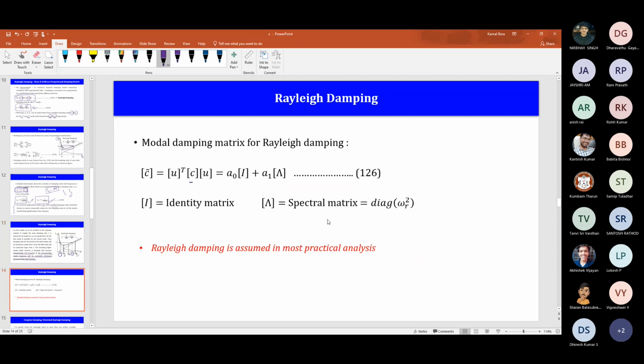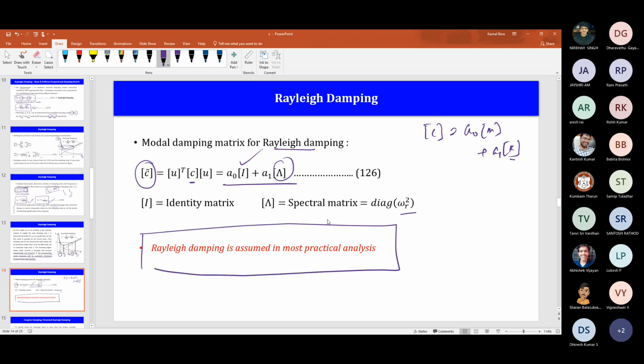So if I construct C as a0 M plus a1 K, that is the Rayleigh damping, then I can find the modal damping matrix. For Rayleigh damping it is obtained like this. U transpose M U is an identity matrix if it is mass normalized, and U transpose K U is a spectral matrix, which is nothing but the diagonal of the eigenvalues, or squares of the natural frequencies. Just keep in mind that Rayleigh damping is assumed in most practical analyses.